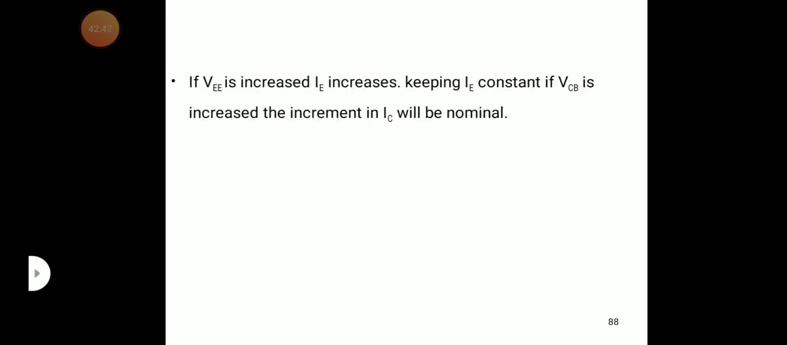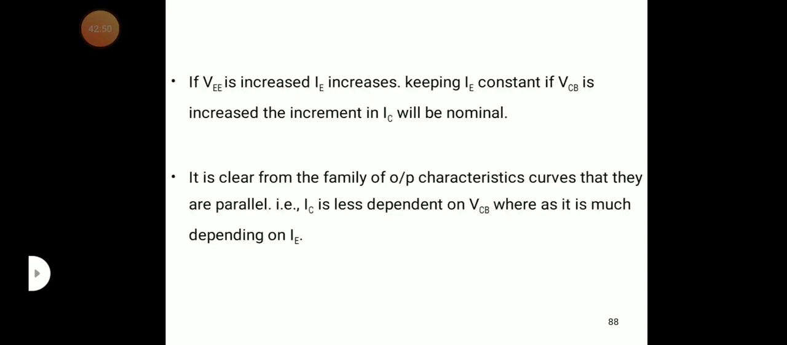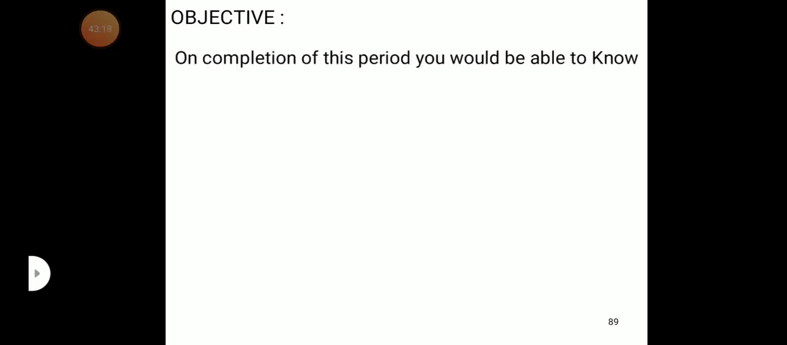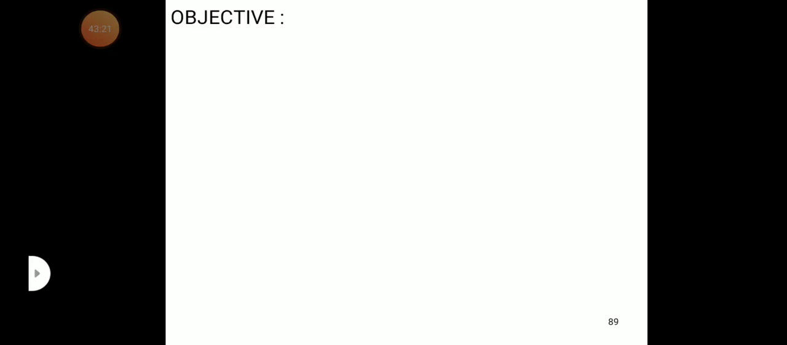If VE is increased, IE increases, keeping VCB constant. If VCB is increased, the increment in IC will be nominal. It is clear from the family of output characteristic curves that they are parallel, that is, IC is less dependent on VCB, whereas it is much more dependent on IE. The meaning is IE affects the IC, but VCB mostly does not affect the IC. So this is about the output characteristics.